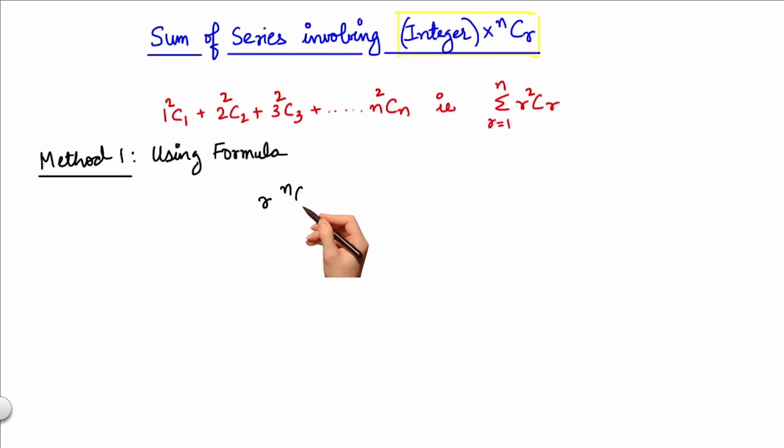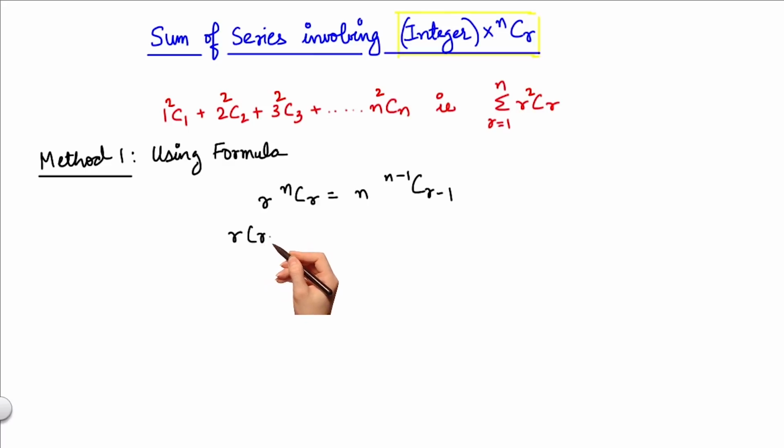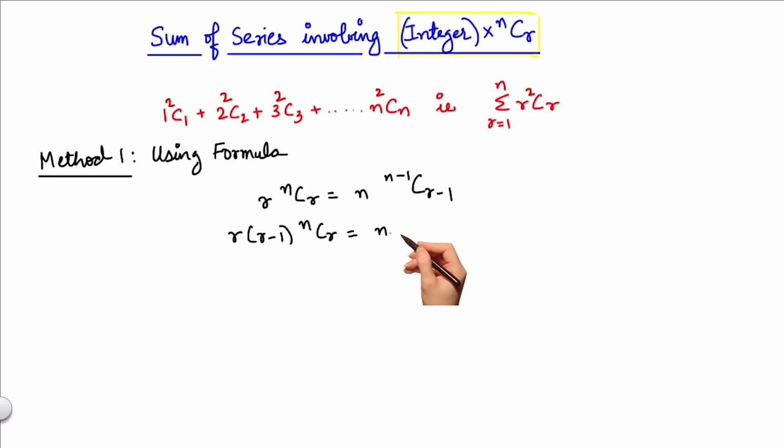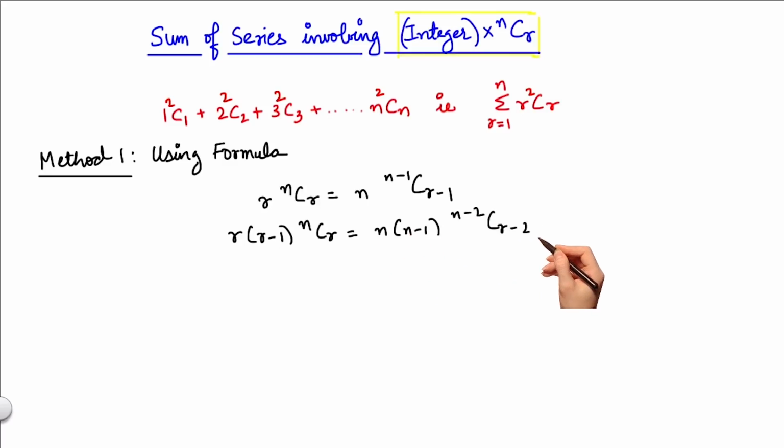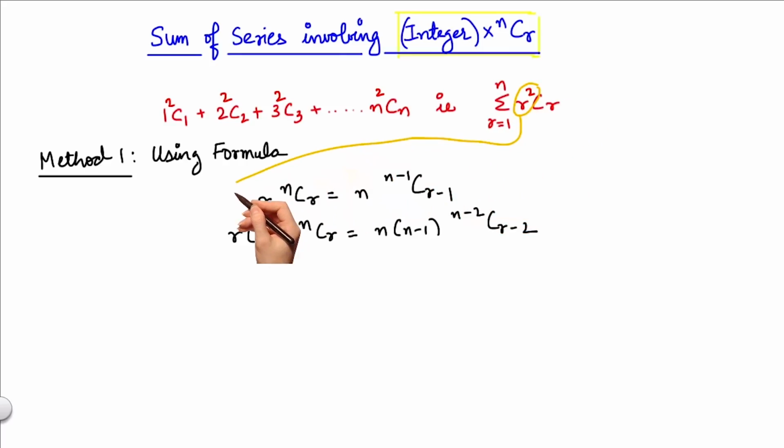Now we know that r times nCr equals n times n minus 1 Cr minus 1. Another extension of this formula we learned was r times r minus 1 nCr equals n times n minus 1 times n minus 2 Cr minus 2. Now for the successful application of this formula, I have to somehow convert this r square into r times r minus 1. It turns out doing this is quite easy.